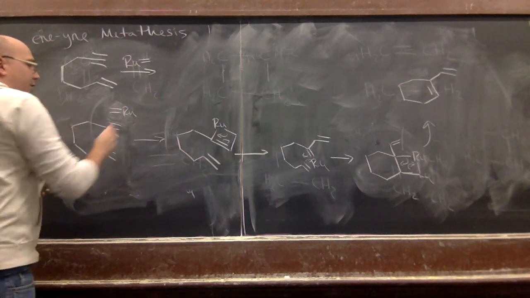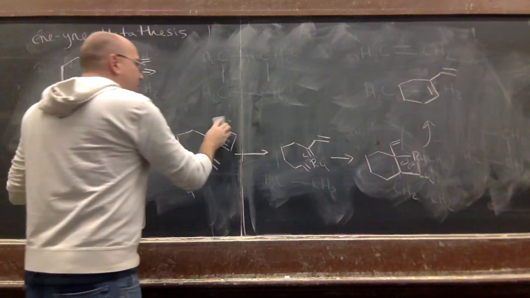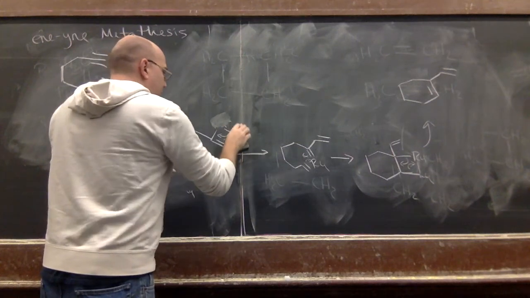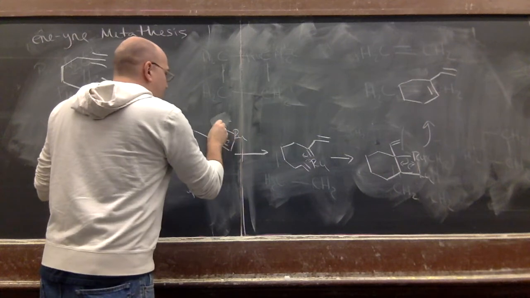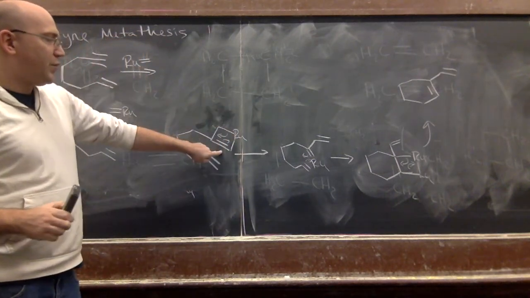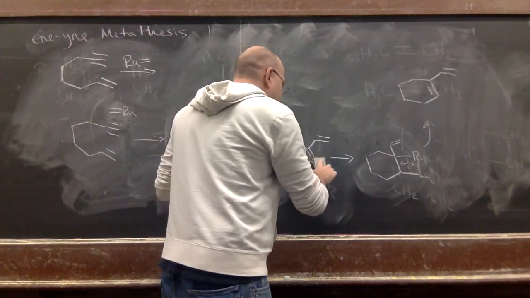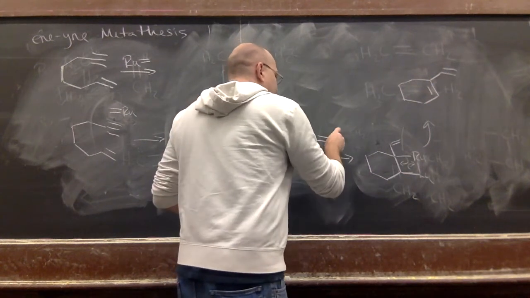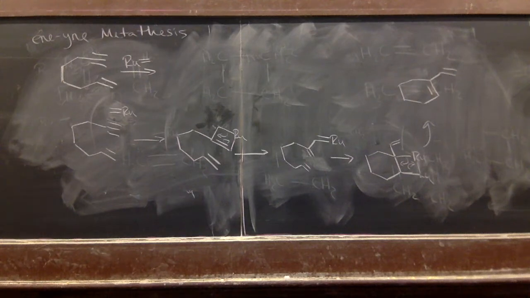So let's go through that one. So we do the 2 plus 2 here. Now the ruthenium, instead of being here, is going to be out here. Right? Which means that when we do the retro 2 plus 2, this is not going to be our ruthenium. Ruthenium is going to be out here. You guys see that? I'm just sort of following through, right?